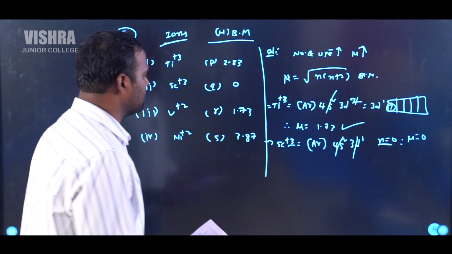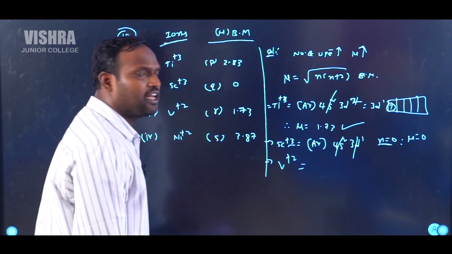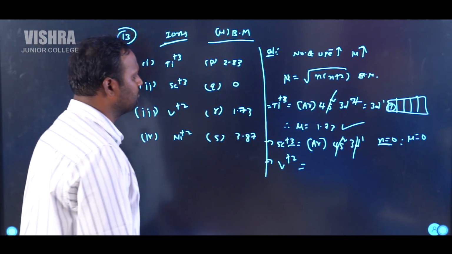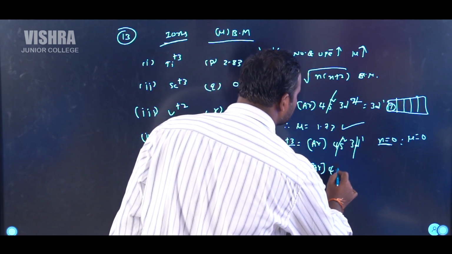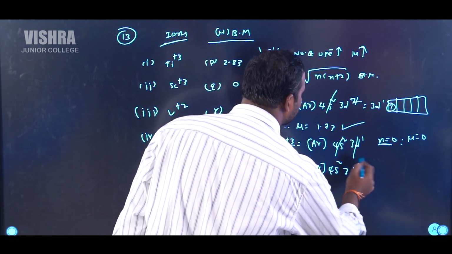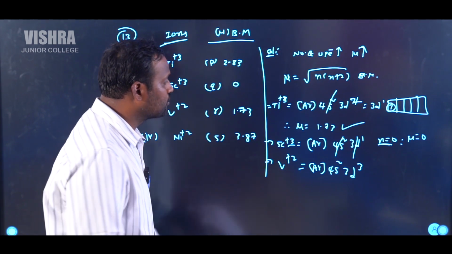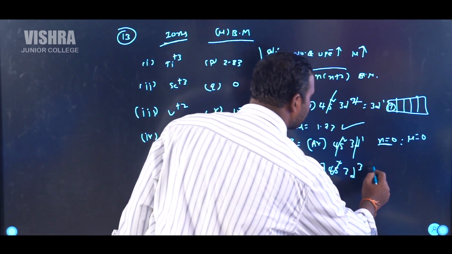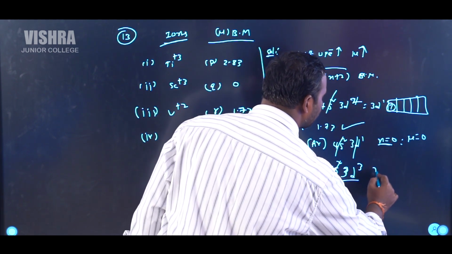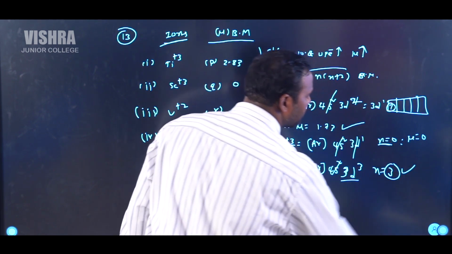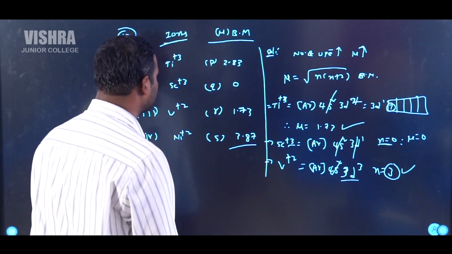Suppose it is vanadium plus 2. What is the electronic configuration of vanadium plus 2? Its electronic configuration is argon 4s2 3d3, but the number of positive charges in this case is 2. So remove 2 electrons from 4s, then the vanadium plus 2 electronic configuration becomes 3d3. The n value in this case is 3, the number of unpaired electrons is 3. So its magnetic moment is 3.87.